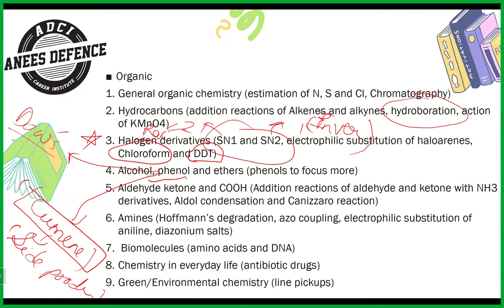So maybe they can ask what the side product is and why it is of more importance, because we are getting the side product also in sufficient amount. So if we are manufacturing phenol, we are getting a side product which is economically beneficial. So that can also be asked. Then in aldehydes, ketones and carboxylic acids, we see the addition reactions of aldehydes and ketones with ammonia derivatives like hydrazine, hydroxylamine, glycine and amino compounds. But aldol condensation and Cannizzaro reaction are very important, out of which I would say aldol condensation has one question compulsory on it.